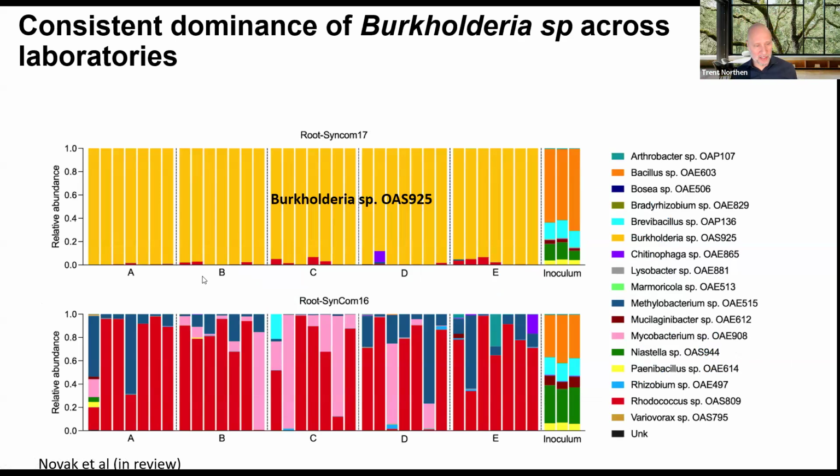And then this is looking at the 16S data. So this is the abundance of different organisms in this stacked bar chart. And so when Burkholderia is present across all of the laboratories, you see that it dominates, right? And this is the inoculum. So we're getting this really strong rhizosphere effect where you're getting dramatic changes in the community. And when Burkholderia is not present, you see more of this Rhodococcus as being the dominant organism.